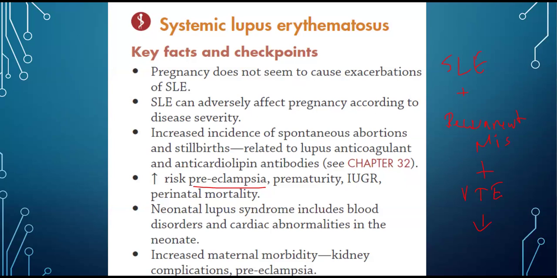After first trimester, propylthiouracil is not contraindicated. But the best medication is carbimazole. That's why we switch to carbimazole. Yes, antiphospholipid antibody syndrome, right?